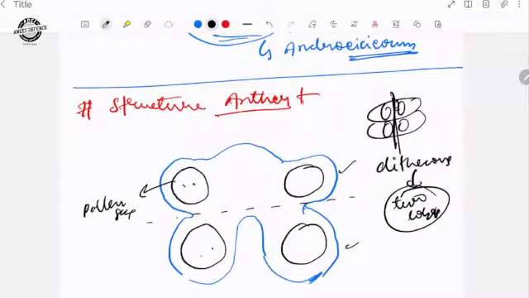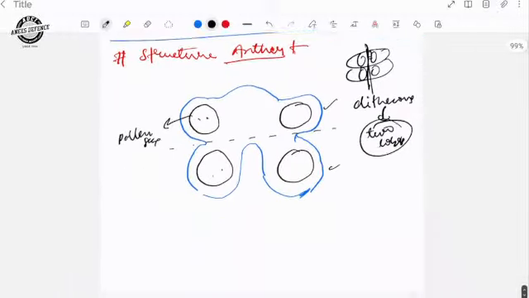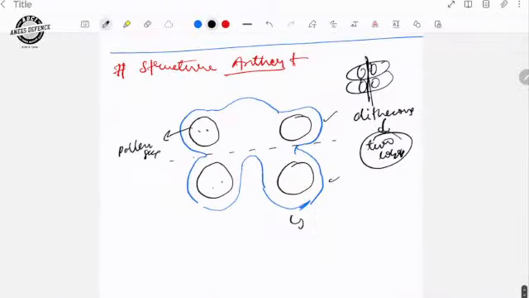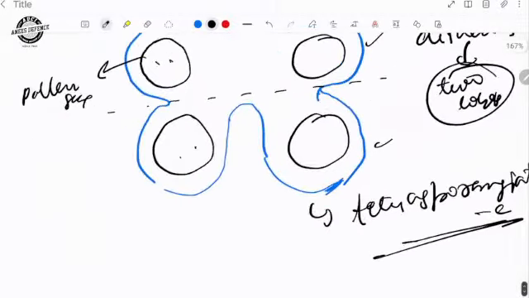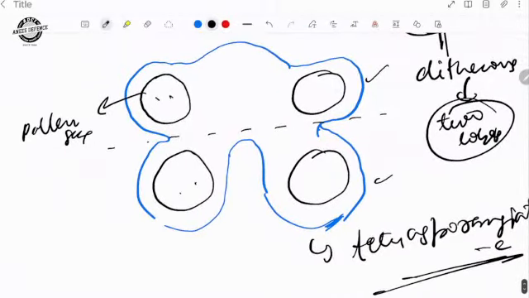Therefore, it is termed as tetrasporangiate. So we use the term tetrasporangiate here to understand the four parts of this.